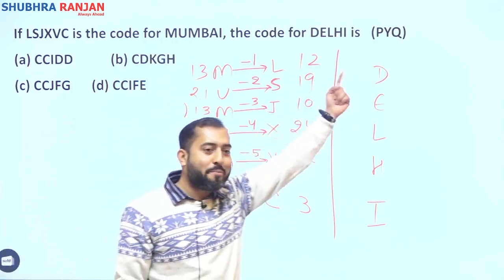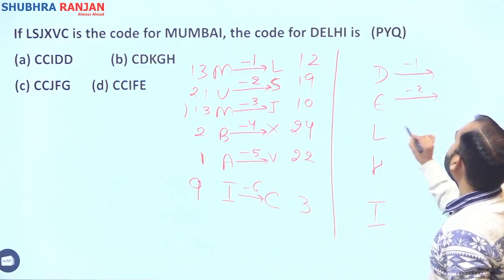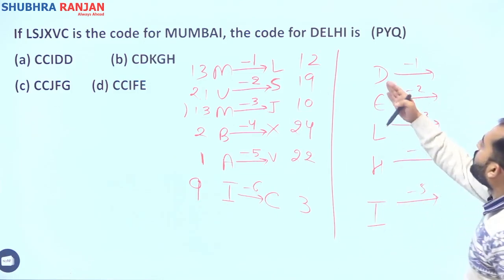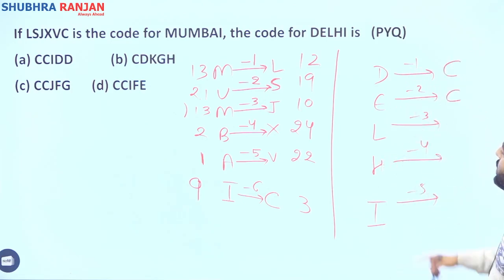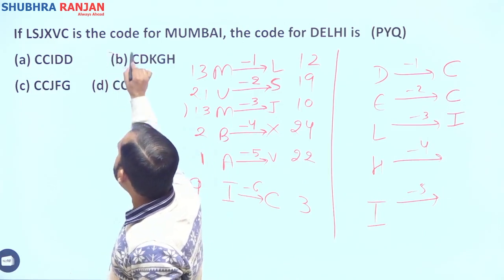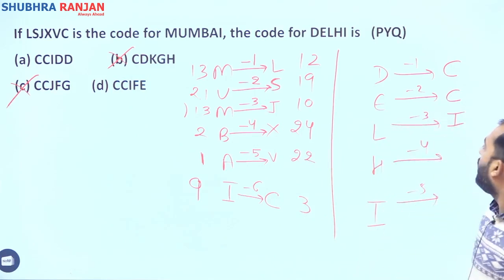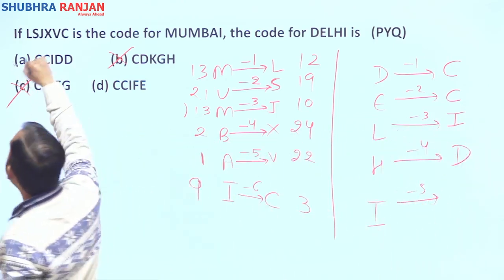We have to apply the same thing over here as well. So minus 1, minus 2, minus 3, minus 4, and minus 5 it is. So B minus 1 is C, E minus 2 is C again, right? L minus 3 is I. So C, C, I is present in option A and option D. So option B can be neglected, option C can be neglected, right? H minus 4, H is 8, minus 4 is 4, D. So I can see option A is the right choice.